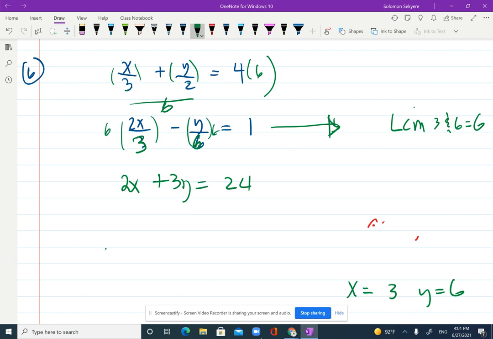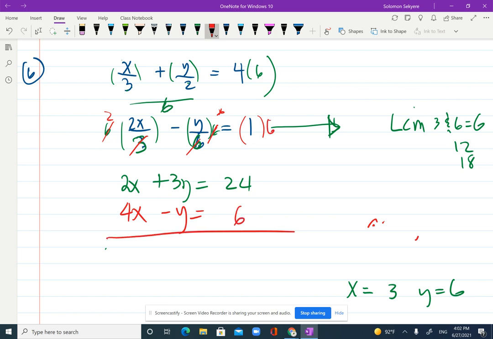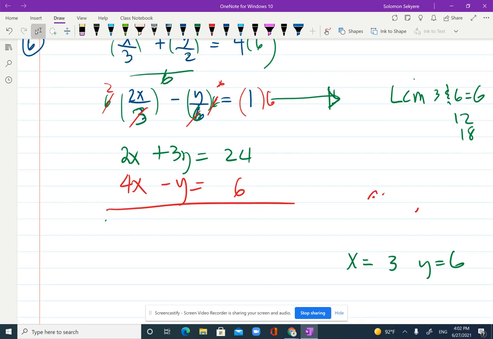Every term by 6. Okay, so don't say LCM of 3 and 6 is either 12 or 18. No, no. Don't multiply the two. The simplest number, the least common multiple is 6. Okay, if we do that, what do we get? 2 times 2x is 4x. This and the 6 go away. So we have 1, so minus y, and then this times 6 equals 6. See that? We multiply every term by the least common multiple, and this is what we end up with.